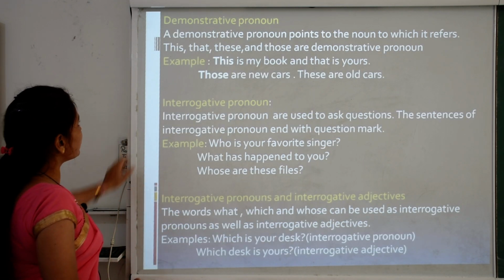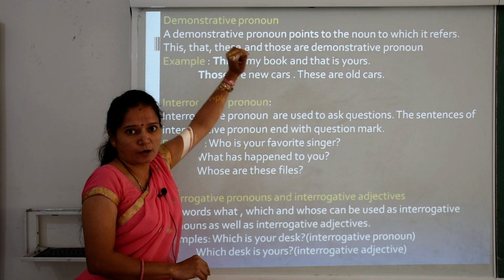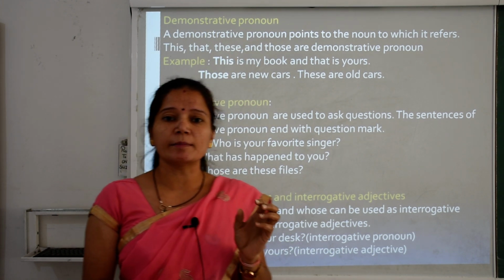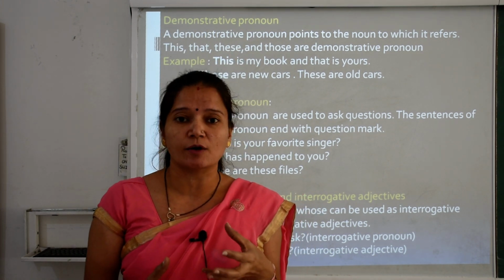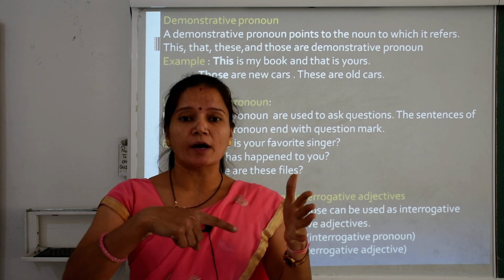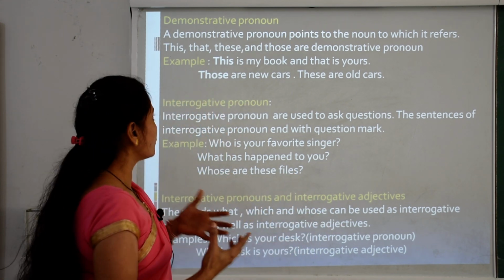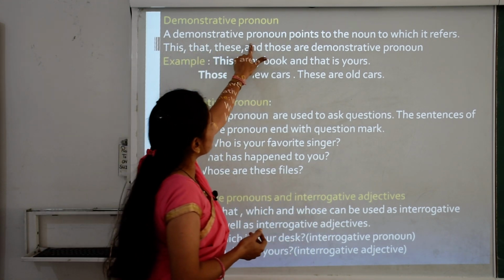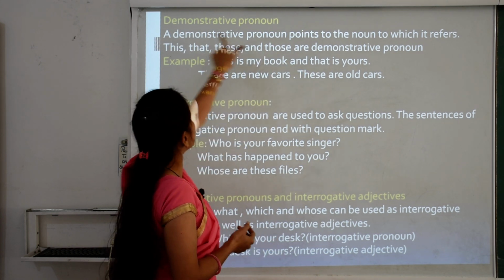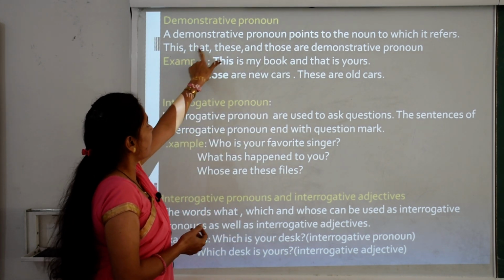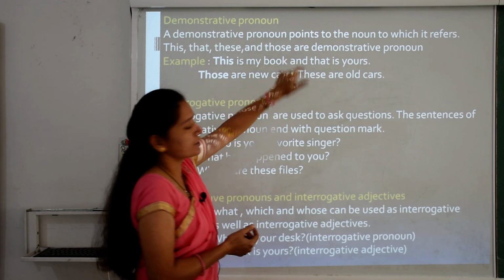Now let's move to the next, and that is the demonstrative pronoun. Okay. So how will we identify a demonstrative pronoun? If the word is used to point out something. Okay. How to point out? A demonstrative pronoun points to the noun to which it refers. So this, that, these and those are demonstrative pronouns.